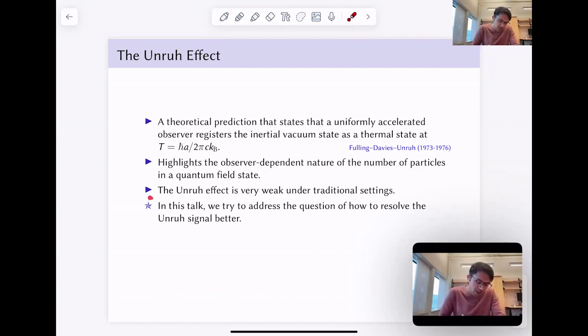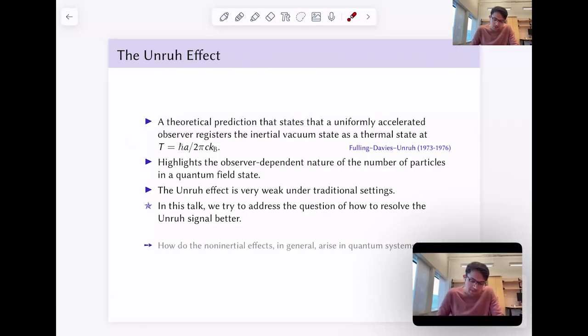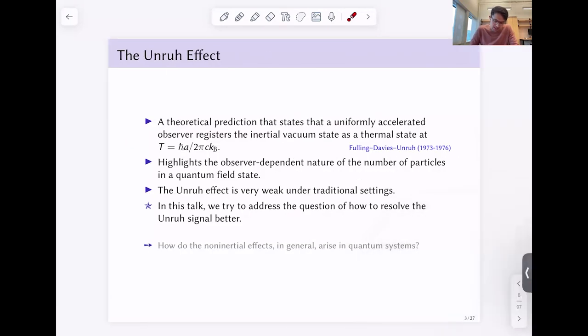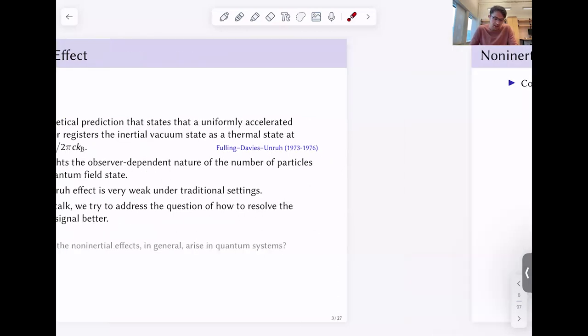Whenever you see a bullet with a star, that bullet is perhaps the most important takeaway from that slide. So this is our question for today's talk, which we'll try to address. Even before we talk about better resolving the Unruh effect or non-inertial effects in general, we will start by looking at how these effects arise in quantum systems in the first place.